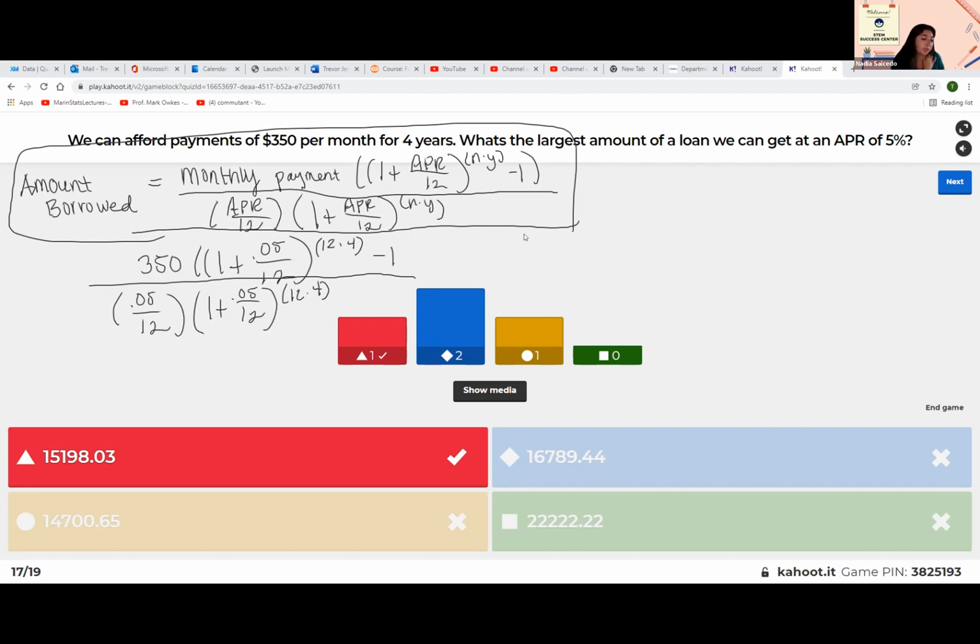So we reverse the monthly payment formula to find our amount borrowed. In that case, we can borrow $15,198.03 if we can afford monthly payments of $350. If there are any questions, go ahead and put them in the chat, even though I can't see them. I'm monitoring. I don't see any questions, so I'll hit next.